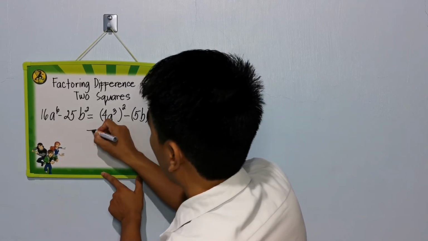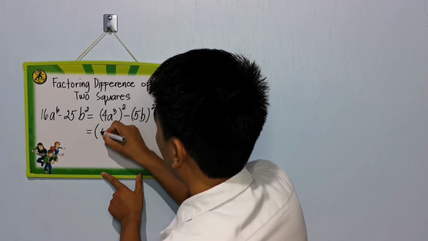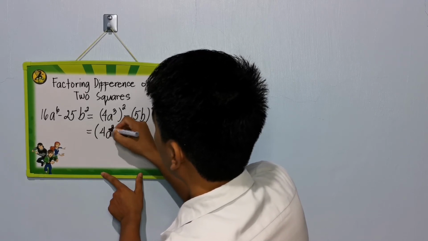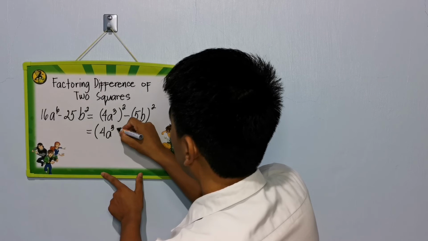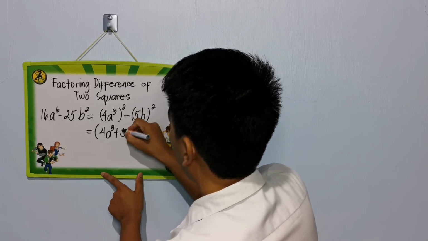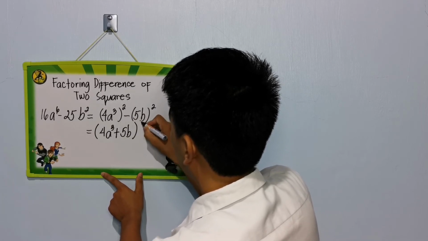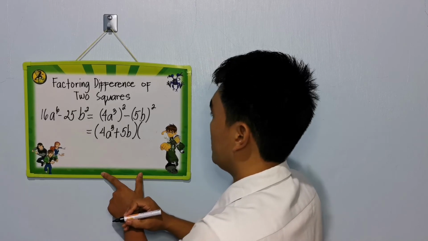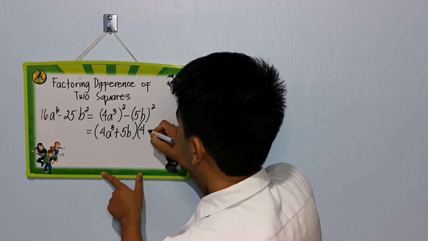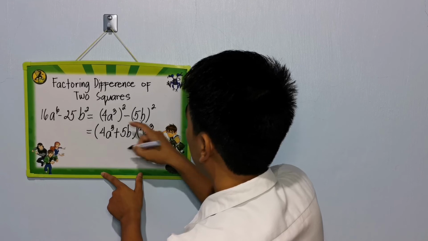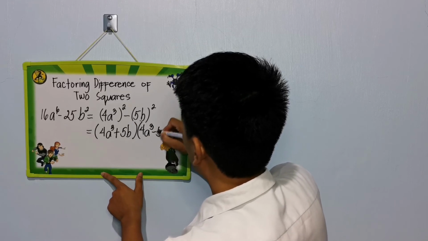We are now ready to factor this expression. So we have 4a cubed plus 5b, and the other factor is 4a cubed minus 5b.